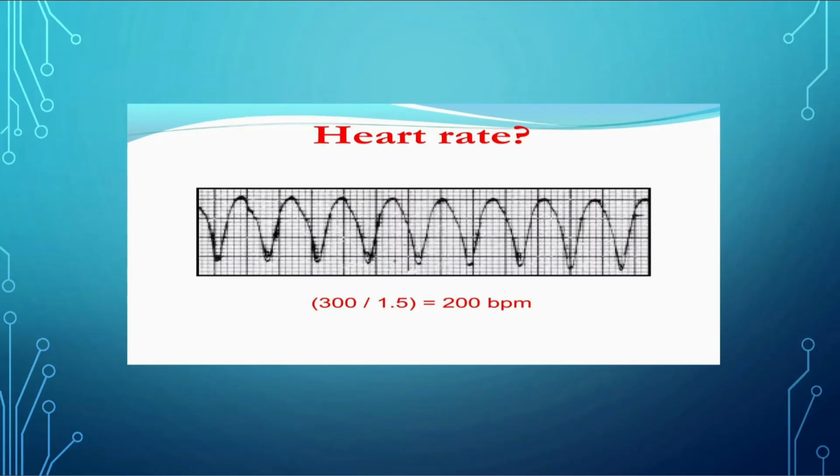Here it is very less, so you can take one and a half. So 300 divided by 1.5, that is 200 beats per minute. So this is tachycardia or tachyarrhythmia, you can see.